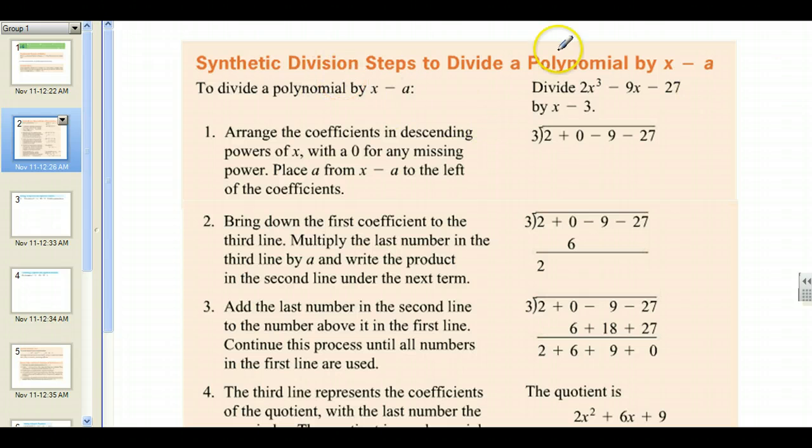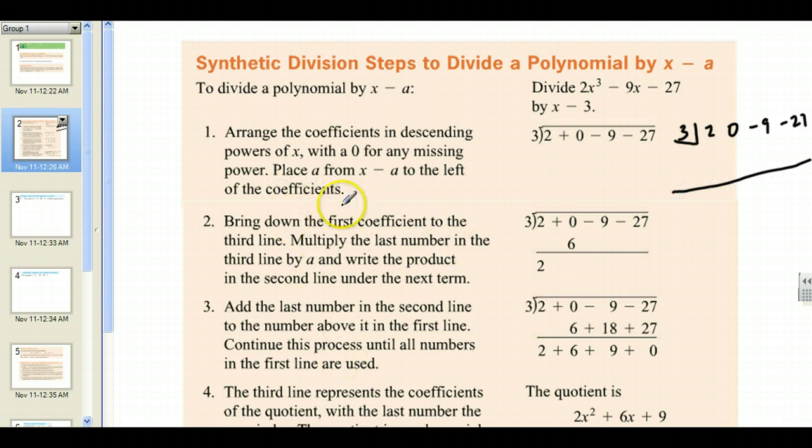Alright, so synthetic division, hopefully this is a review to you, but basically this over here on the left side is giving you the steps to do synthetic division. This is an example. I use a little bit different notation when I do this. Instead of this, you'll see me do things like 3 with a box, and then a 2, a 0, a -9, a -27. I don't do the whole division bar with the plus signs. I just use negative to indicate negative numbers. And then I put a line down here.